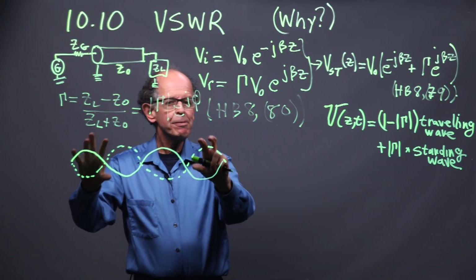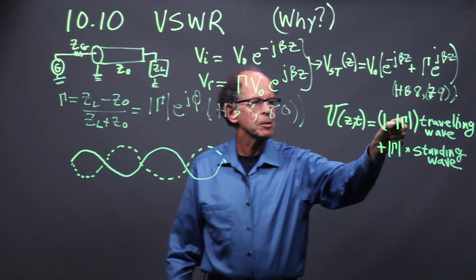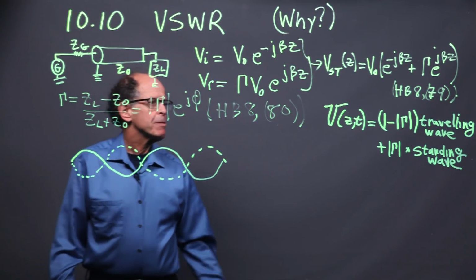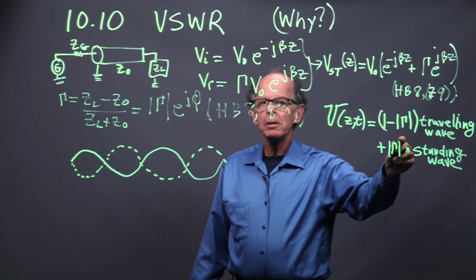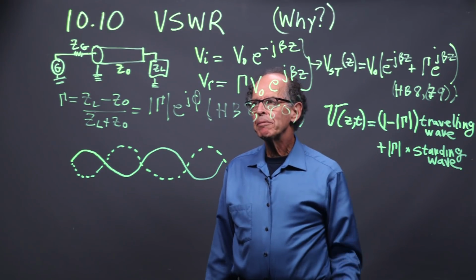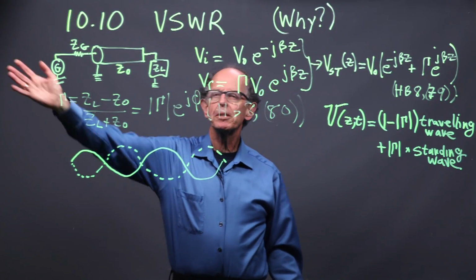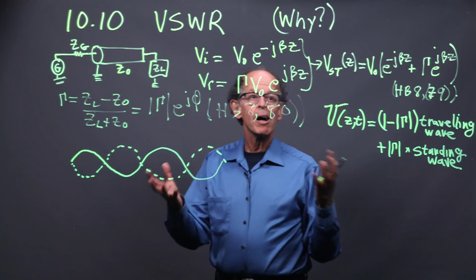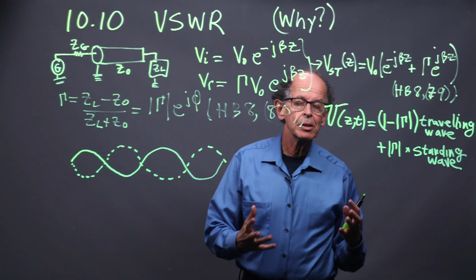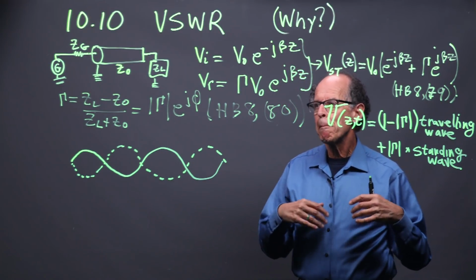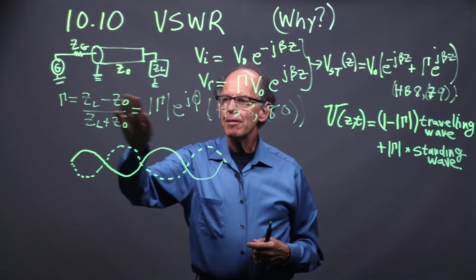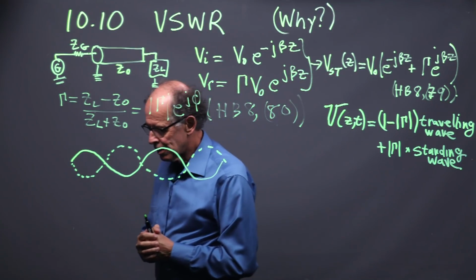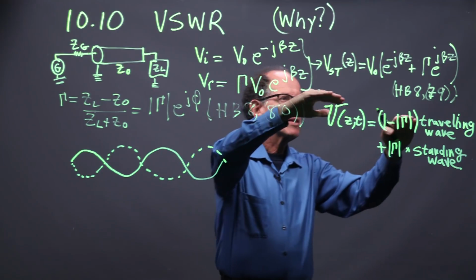So if gamma is perfect, you have a perfect reflection with the magnitude of gamma equal to 1, you only get a standing wave. If gamma is 0, then you have only a traveling wave. Well, if gamma is 0, there's no reflection, so all the energy goes into the load, which is what we want, but we often don't have, so we'll have to fix it. But in order to fix things, we need to somehow measure what the magnitude and the phase of gamma are. And how do we do that? Well, we have to look at this equation.